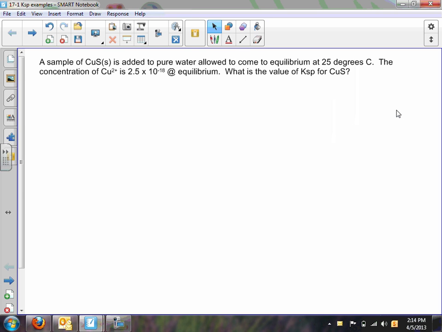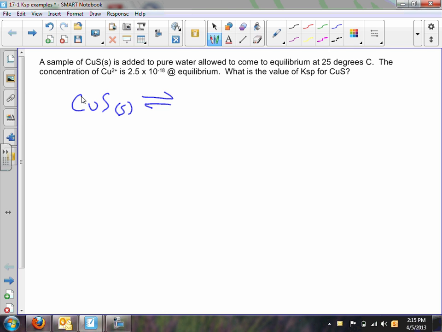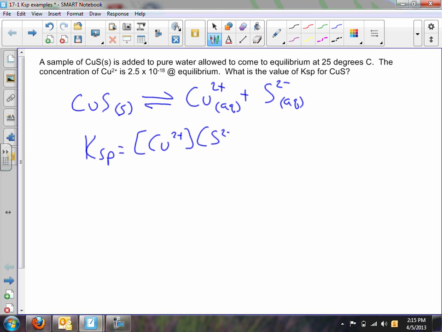We're going to do a couple examples from 17.1 on how to find the KSP if you're given the concentrations of ions. So if you look at this problem, first thing you always want to do is write down your equation. In this case, we have solid copper sulfide in equilibrium with the ions, which is copper 2 plus aqueous and sulfide 2 minus aqueous. Second thing you want to do is write your KSP expression. So KSP in this case would be concentration of copper times concentration of sulfide.